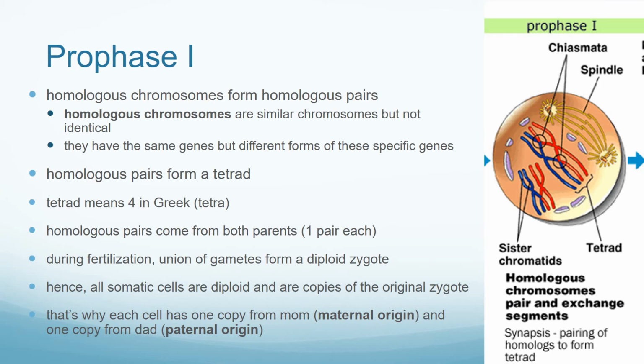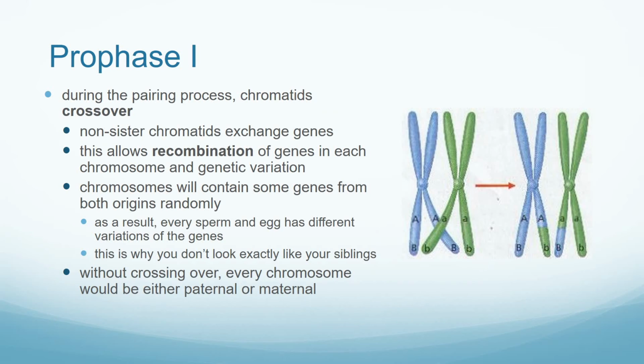The homologous pairs will come from both parents, one pair from each parent. And during fertilization, the union of gametes forms a diploid zygote. Therefore, all the somatic cells are diploid and are copies of the original zygote. And that's why each cell has one copy from mom, which is called maternal origin, and one copy from dad, which is called paternal origin. So continuing on with prophase 1, during the pairing process, these chromatids will actually cross over.